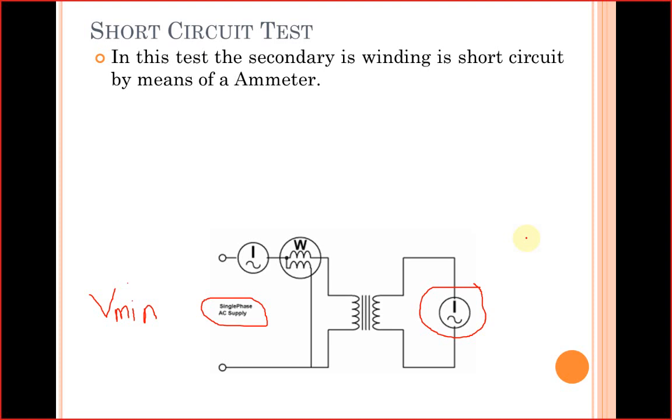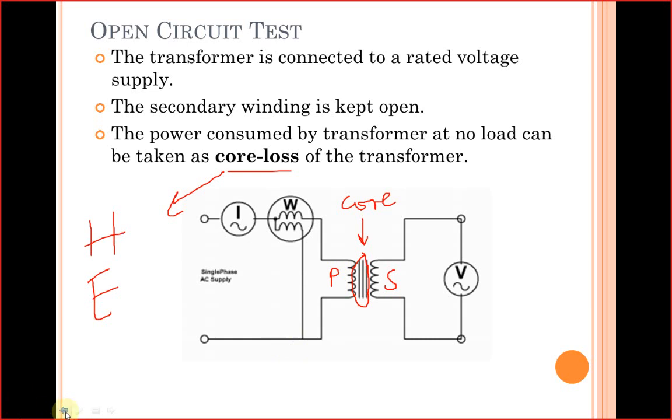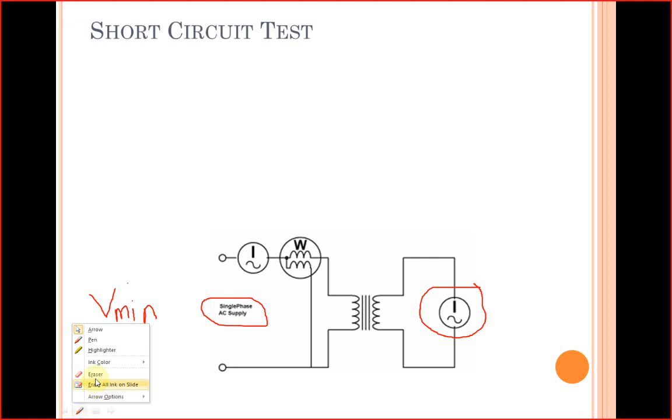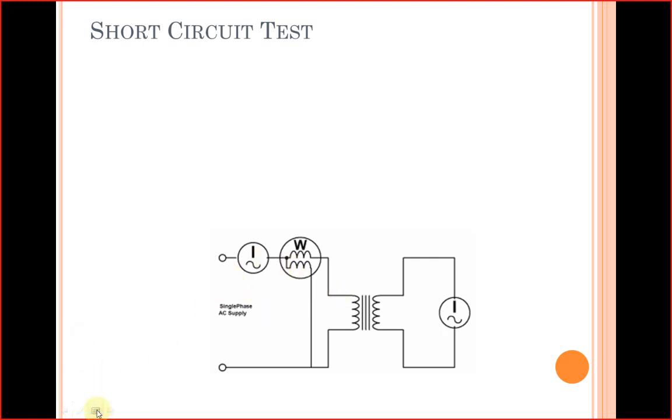Also, one thing more: for the open circuit test, the primary will actually be the high voltage side, and the secondary will be the low voltage side. We will give 220 volts here. But for the short circuit test, the primary will be the low voltage side and the secondary will be the high voltage side.